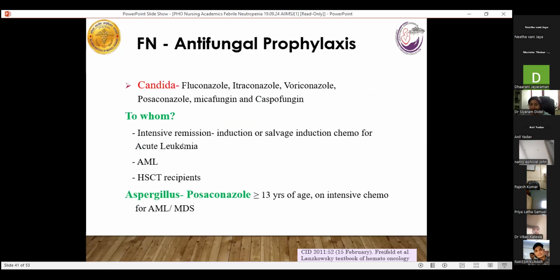The antifungal prophylaxis is recommended mainly for Candida species. It should be given in children who are receiving intensive chemotherapy, in AML patients or transplant patients. Or for aspergillus, we have posaconazole that is recommended usually after 13 years of age or in patients on intensive chemo for AML or MDS.